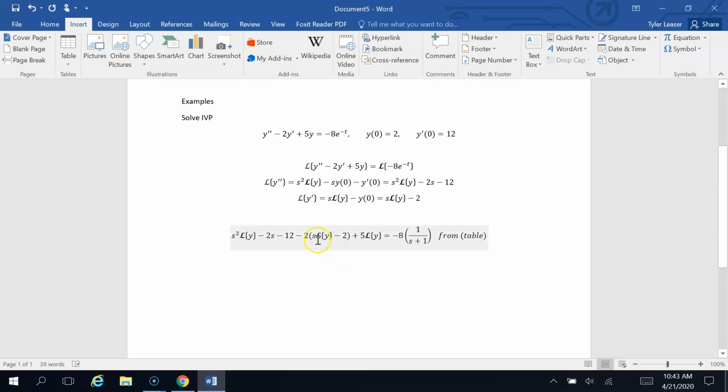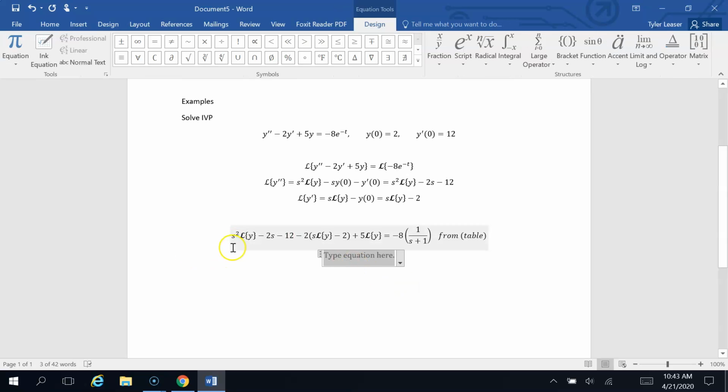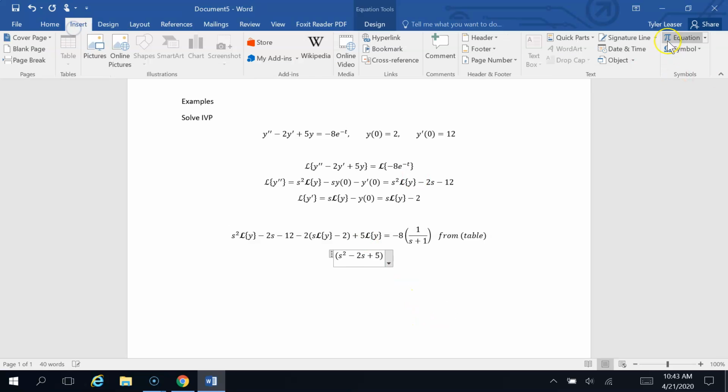So just use algebra here. We'll distribute the 2. We'll combine all like terms together and see what we get. So everything that has a Laplace transformation, I'm going to go ahead and write all that stuff out. We have an s squared from this term. This is going to be a negative 2s, and we're going to have a plus 5. All of this is going to be the coefficient now for the Laplace of y. Okay. What else do we have? We have just an s term floating around.